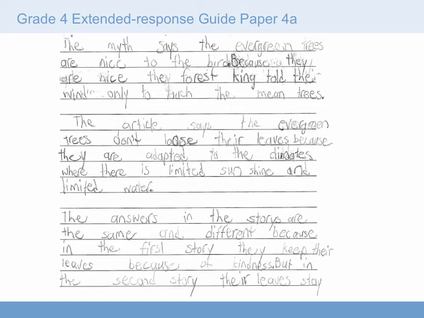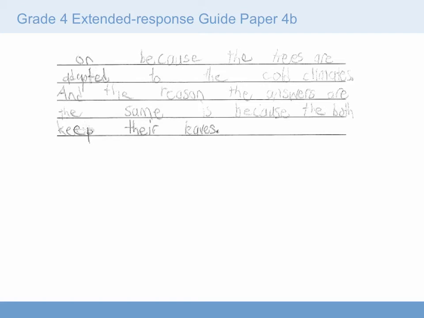Guide Paper 4 is the second of the 3-point papers. The myth says the evergreen trees are nice to the bird. Because they are nice, the forest king told the wind only to touch the mean trees. The article says the evergreen trees don't lose their leaves because they are adapted to the climates where there is limited sunshine and limited water. The answers in the stories are the same and different because in the first story they keep their leaves because of kindness, but in the second story the leaves stay on because the trees are adapted to the cold climate. And the reason the answers are the same is because they both keep their leaves.